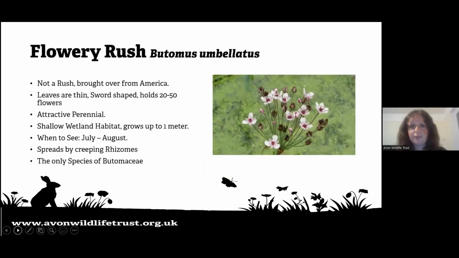Flowery rush, Butomus umbellatus, is also not a rush. It is its own family, brought over from overseas. It's an attractive perennial, likes shallow wetland habitats such as the ditches around fields. You can see it flower between July and August, and it spreads again by creeping rhizomes.